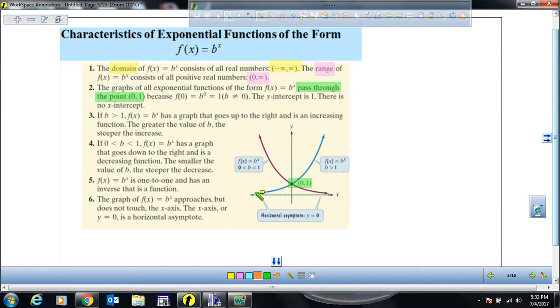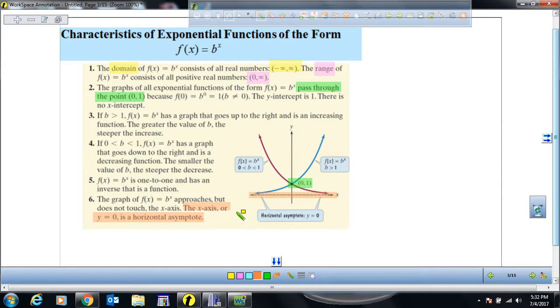Now, both of these graphs do not touch the x-axis, meaning that they both have a horizontal asymptote at y equals 0, which is the same thing as the x-axis. So the x-axis, or the line y equals 0, is my horizontal asymptote for those graphs.